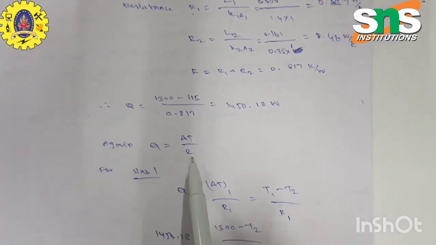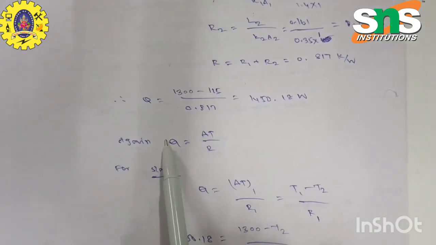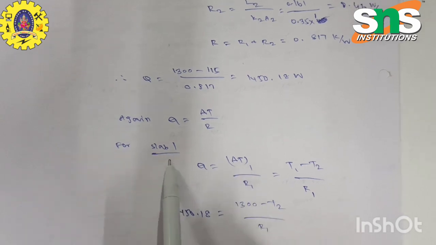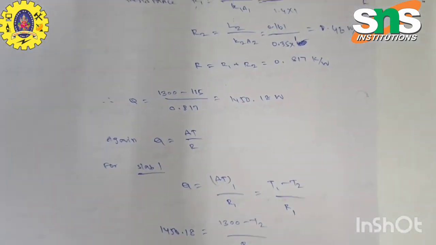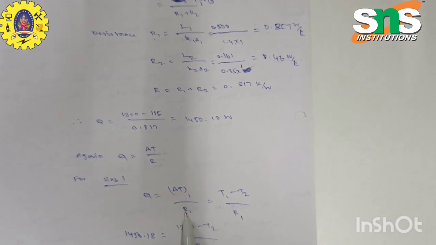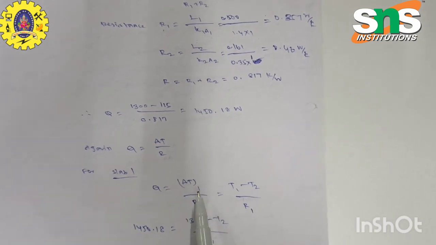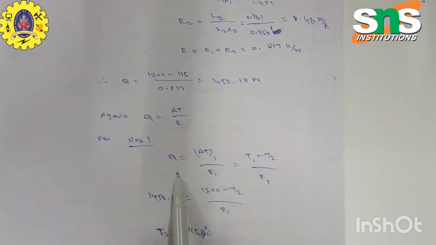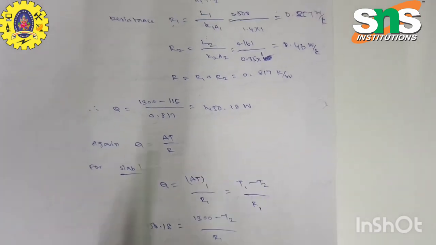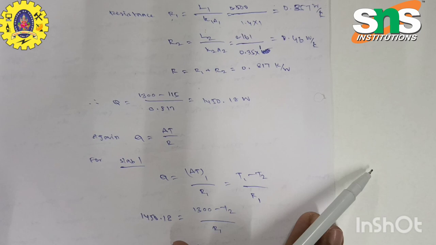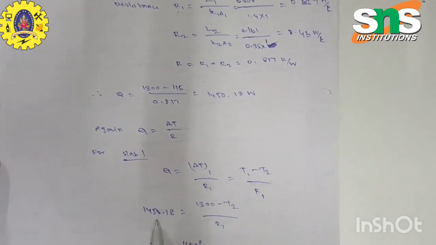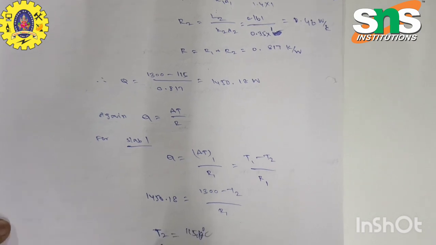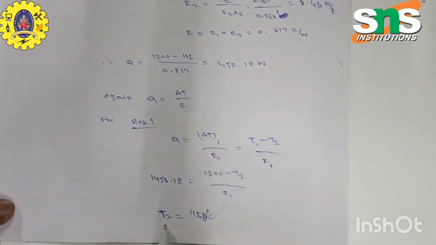Next we substitute into the heat transfer equation Q equal to del T by R for slab 1. Q is equal to del T1 by R1, where del T1 is T1 minus T2. Q we found to be 1450.18 watt, and we substitute this Q in the slab 1 equation to get the temperature T2.